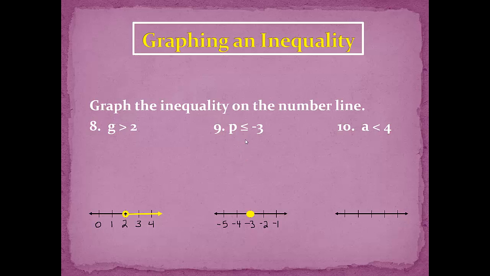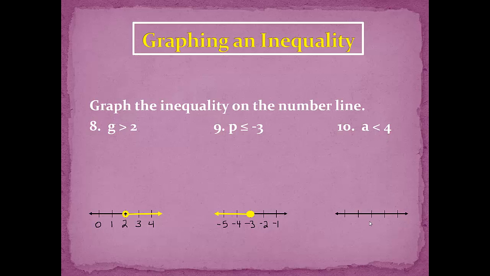Now we need to shade the numbers that are less than or equal to negative 3. So negative 3 has been drawn with a closed circle, and then we're going to shade to the left. So all the numbers to the left will be shaded, because all of those numbers are less than negative 3. And now for number 10, we have a is less than 4.